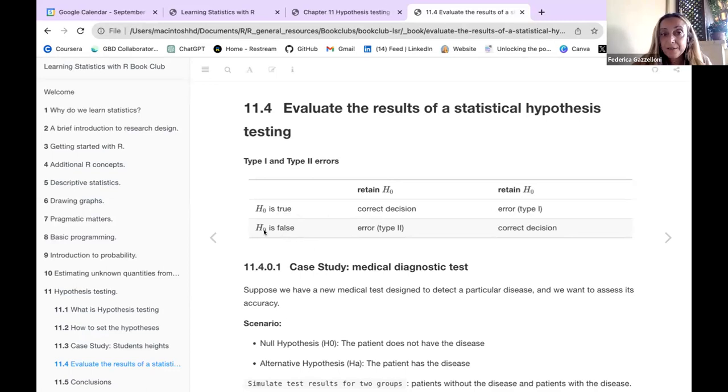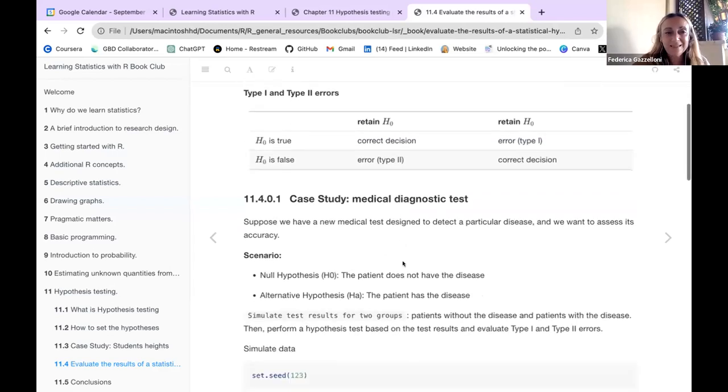Conversely, if our null hypothesis is false, so our test results say that we should reject the null hypothesis, and in fact H0 is false, then we make a correct decision. While if it is not, we commit a type 2 error. So all those things are quite tricky to grasp somehow.